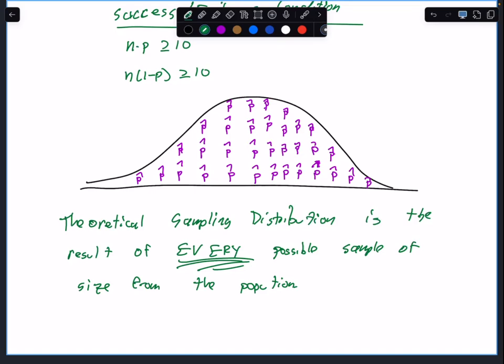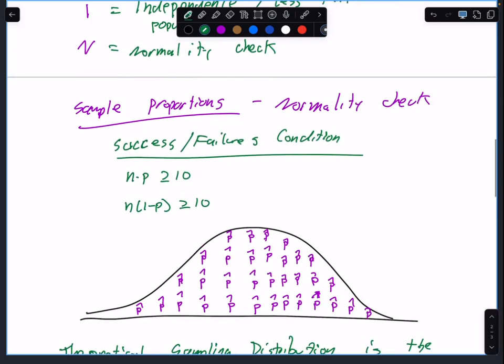However, condition 3 would probably fail. This condition right here would probably fail. It might actually look a little skewed. So this last condition would fail in the example of a population of 12 students. It wouldn't be independent because sampling 5 is more than 10% of 12. So it fails those 2 conditions. In this example, it would not be approximately normal.